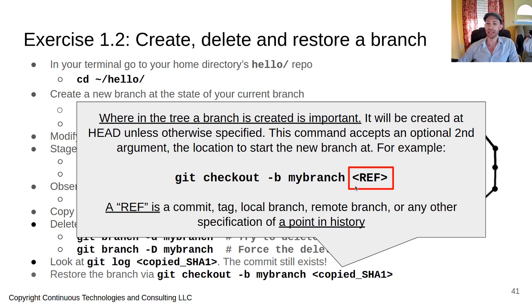So this can be any ref. Now a ref in Git terminology is just a point in history. So you can give it the actual commit hash, you can give it a valid tag, a local branch, even a remote branch. So you could say origin/dev or whatever you want here. As long as it's a point in history that Git understands, then that is considered a ref.